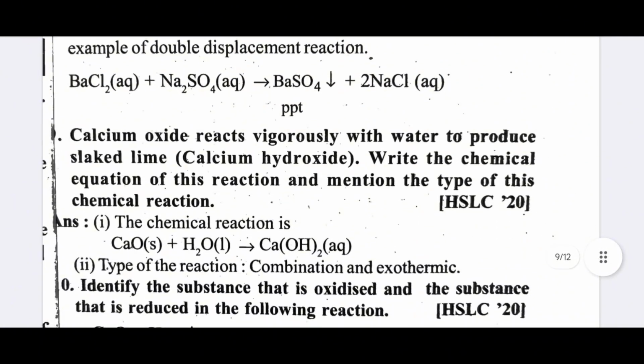Calcium oxide reacts vigorously with water and produces slaked lime, calcium hydroxide. Write the chemical equation of this reaction and mention the type of this chemical reaction. Calcium oxide plus H2O gives calcium hydroxide Ca(OH)2. Type of reaction: combination and exothermic.